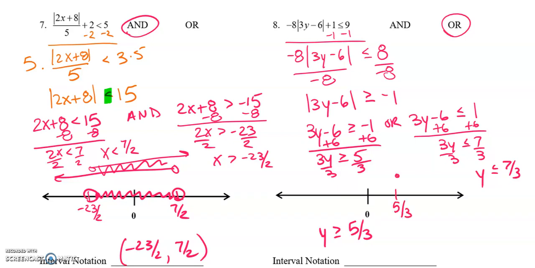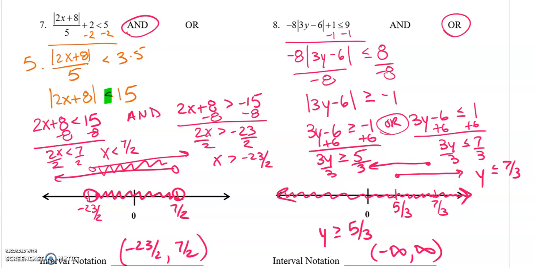I want y is greater than or equal to 5/3. Here's 7/3. I want y is less than or equal to 7/3. This was an or, so I only need one piece to work. So one piece works here. Both pieces work here, so that counts for an or. And one piece works here. So what do we end up with? We end up with the entire number line. Interval notation for that, -infinity to infinity.